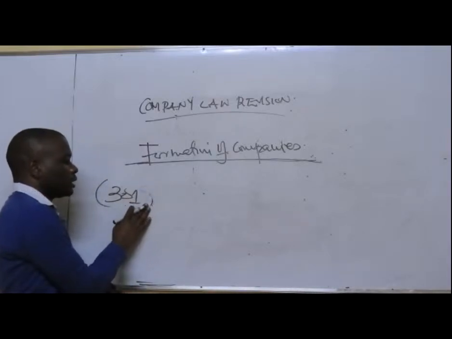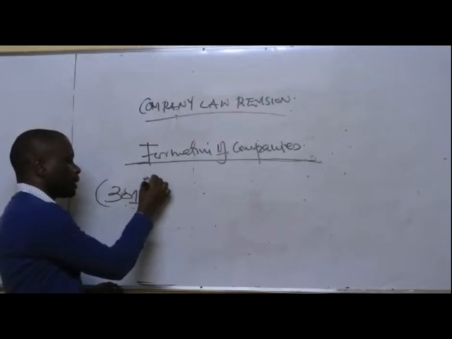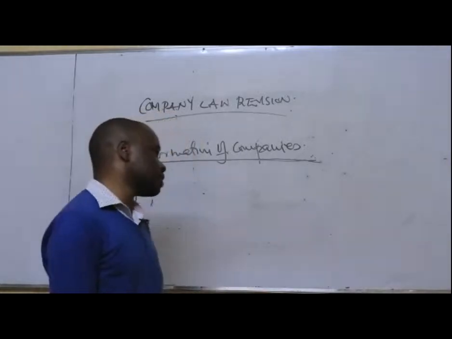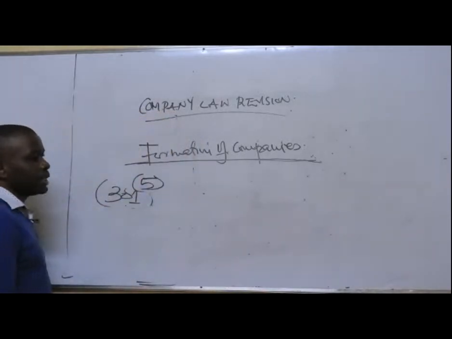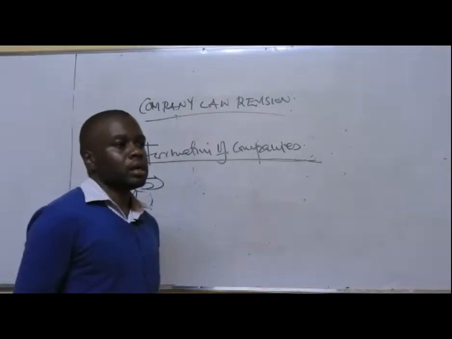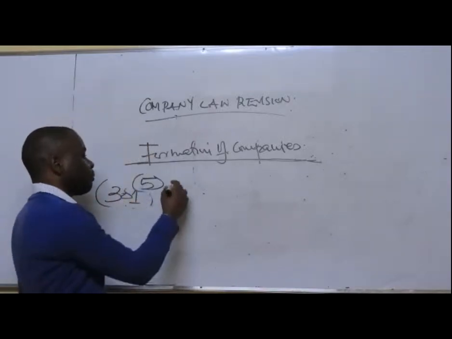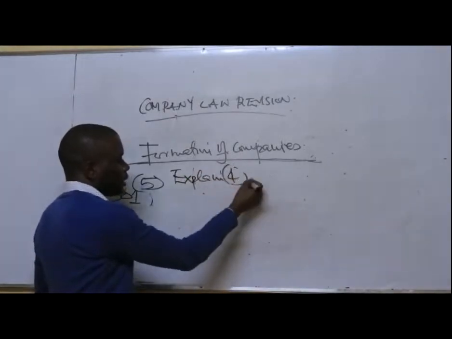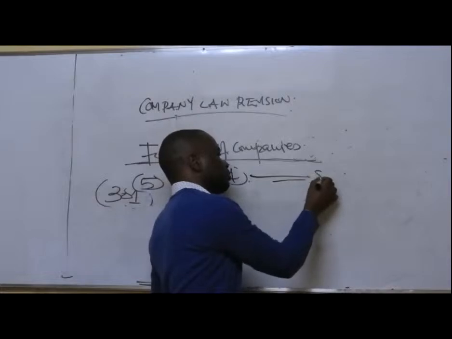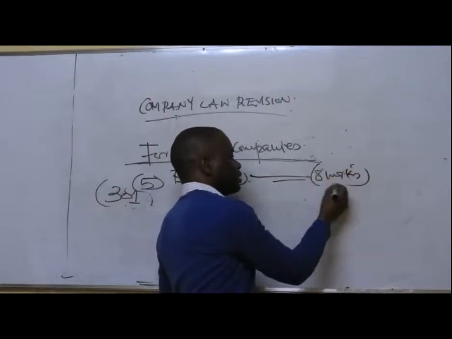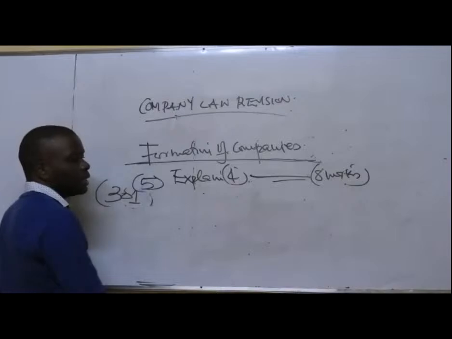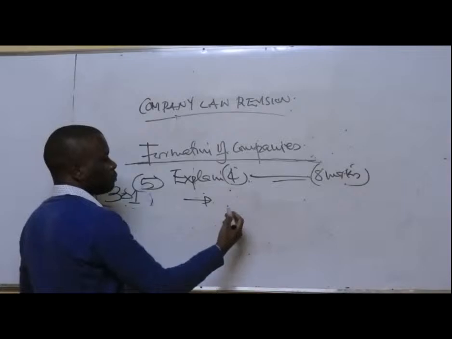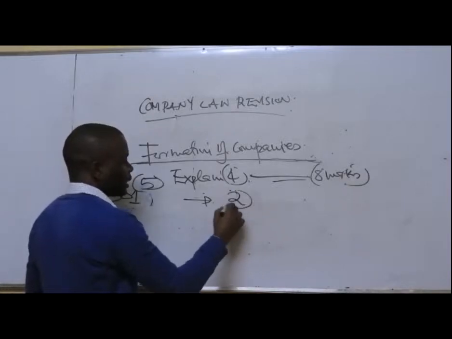Sometimes the number of marks on a question can guide you as to how you are supposed to approach the question. Let's say they have told you to explain, and that question is asking you to explain 4 points, and they have put 8 marks. This simply means that if you state the points and have something to explain, you can explain further so that you score 2 marks a point.